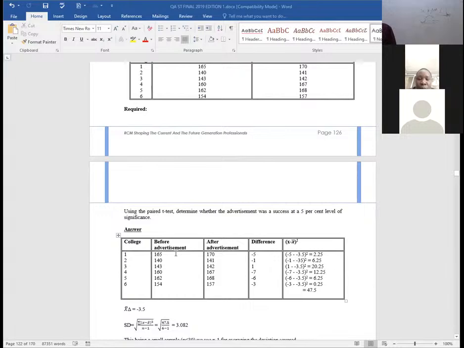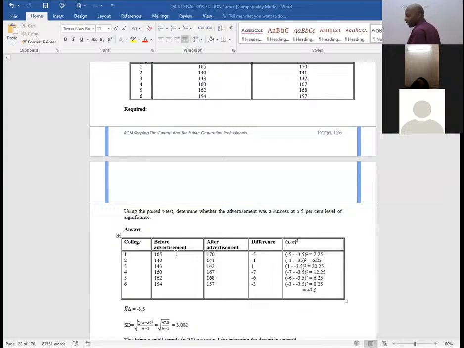Create this table. Write down the table as it was provided in the exam. So we have college here. Paired t-test. I love paired t-test. So 1, 2, 3, 4, 5, 6, right? And then we have before advertisement versus after advertisement.